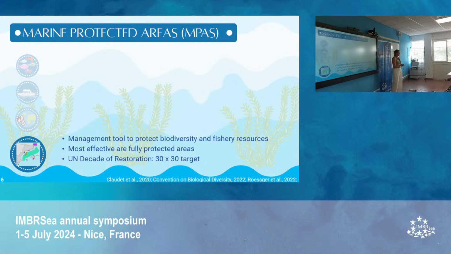Okay, marine protected areas, what are they? These are a management tool set in place to protect the ecosystem and especially the biodiversity and the resources. The most effective are fully protected no-take areas, so no fishing is allowed. And the number of MPAs has increased in recent years, especially due to the current UN Decade of Restoration, which is setting a global target to protect 30% of the ocean by 2030.